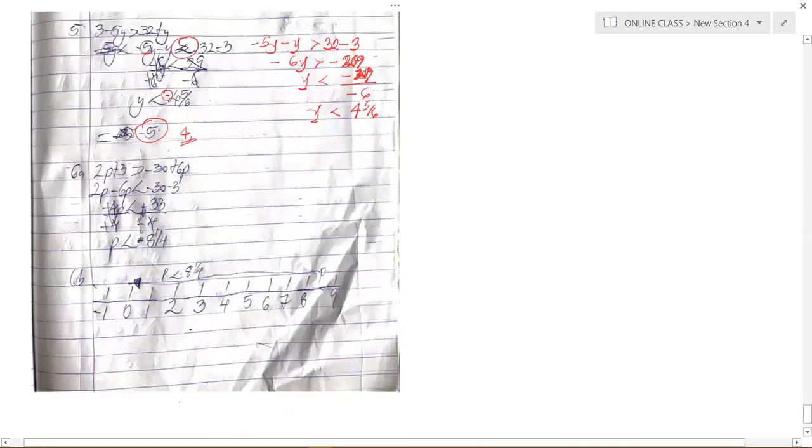Now let's go to the next one. 2p plus 3 is greater than minus 30 plus 6p. When we change it to that side, the 6p, we subtract 2p, and that will give us, yes.